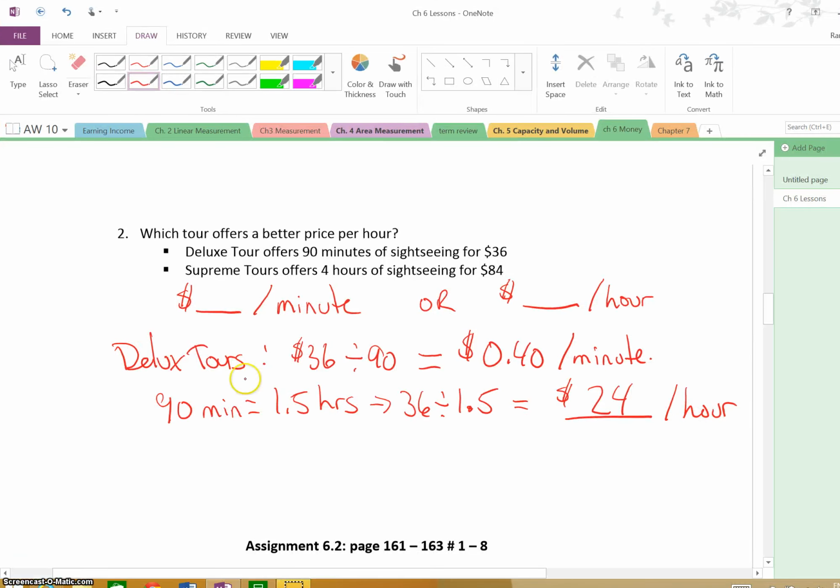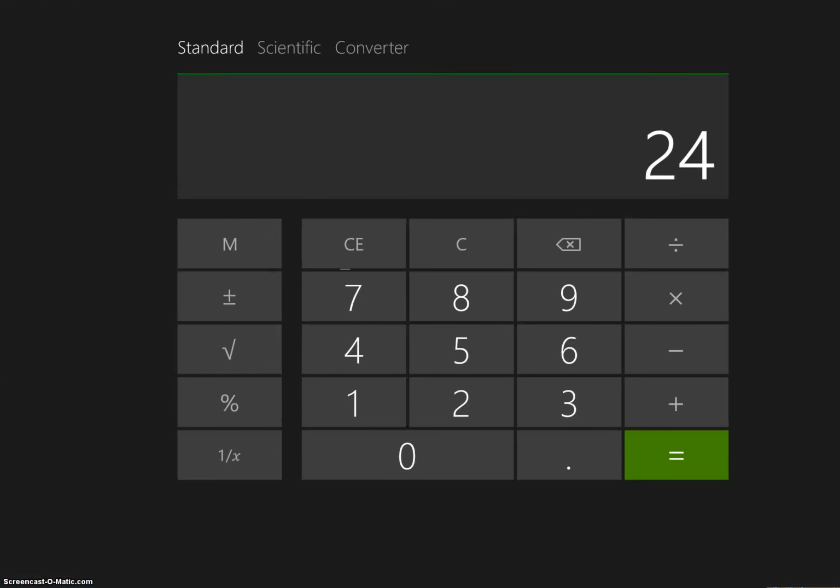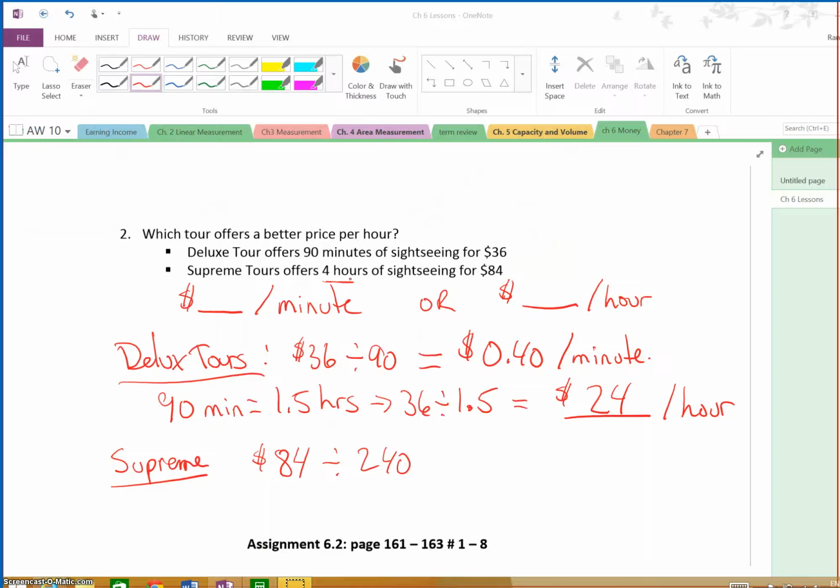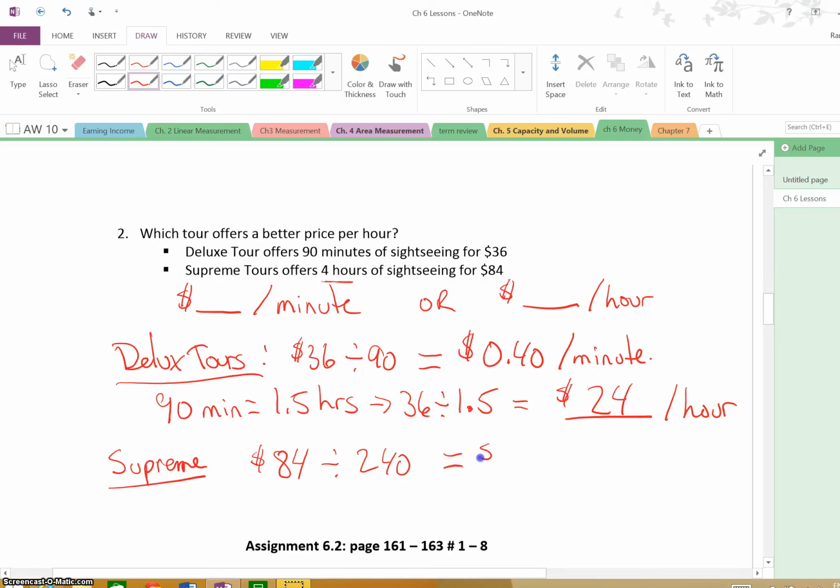So that's Deluxe Tours. Let's take a look at Supreme. We'll do the same thing. Okay, so I want to take my $84, and we're going to do minutes first. So I'm going to divide that by 240 because it's 4 hours. There's 60 minutes per hour, so 60 times 4 is 240. So I'll take 84 divided by 240, just 35 cents per minute. So I can already see that Supreme has a better deal.